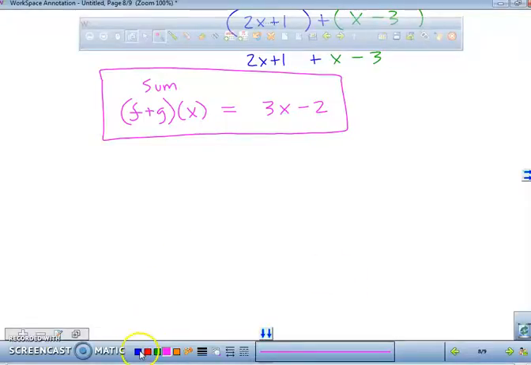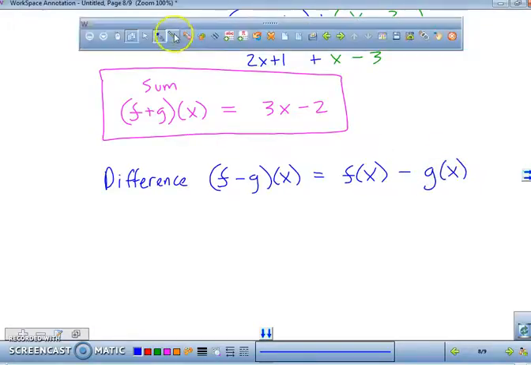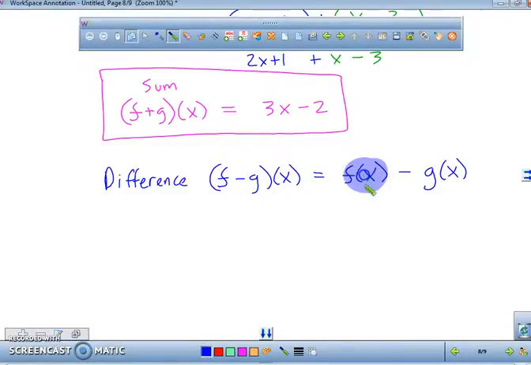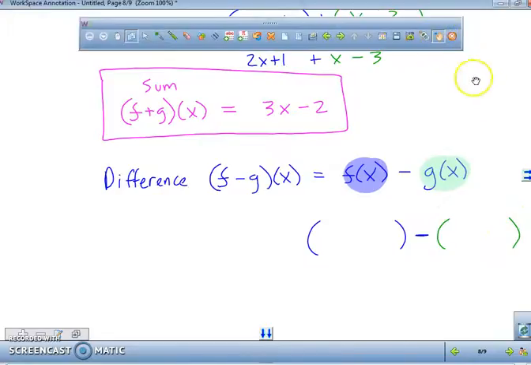All right, the next one we're going to do is the difference. So right here I'm going to write the difference, which is going to be f minus g of x, which is going to be f of x minus g of x. And I'll highlight it once again. Now, I'm going to take f of x and take away g of x. This is where the parentheses are really going to matter.